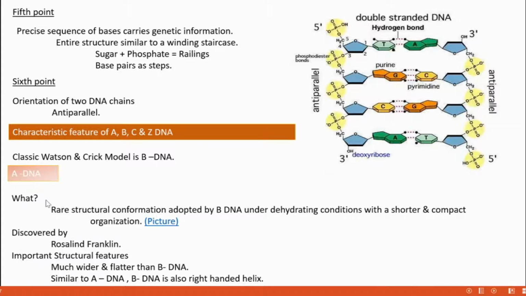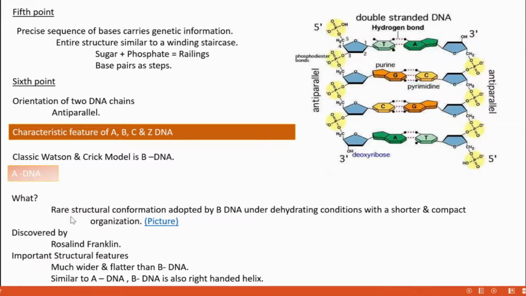What is A-DNA? A-DNA is not a separate, different type of DNA, but it forms from the normal B-DNA because of a certain situation, a change in the environment that results in the formation of A-DNA from B-DNA. What is that condition? Under dehydrating conditions. If there are not enough water molecules to form the B-DNA conformation, then the B-DNA changes to another conformation, another form, that is A-DNA.